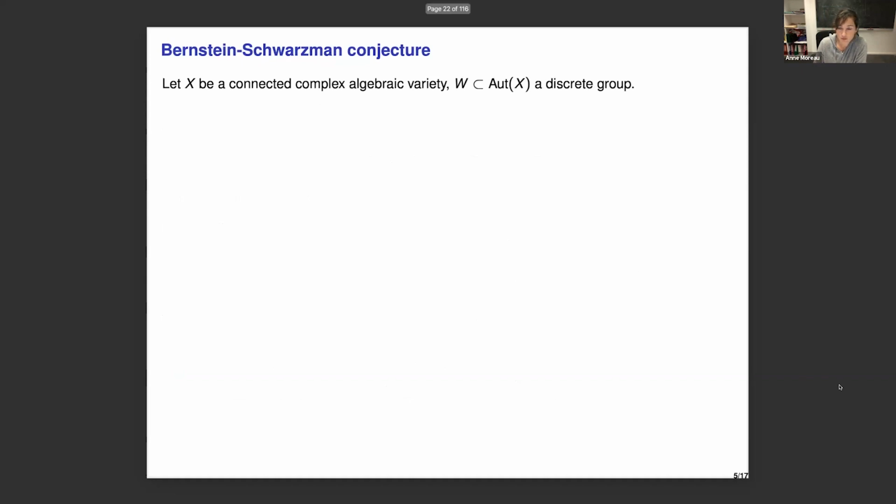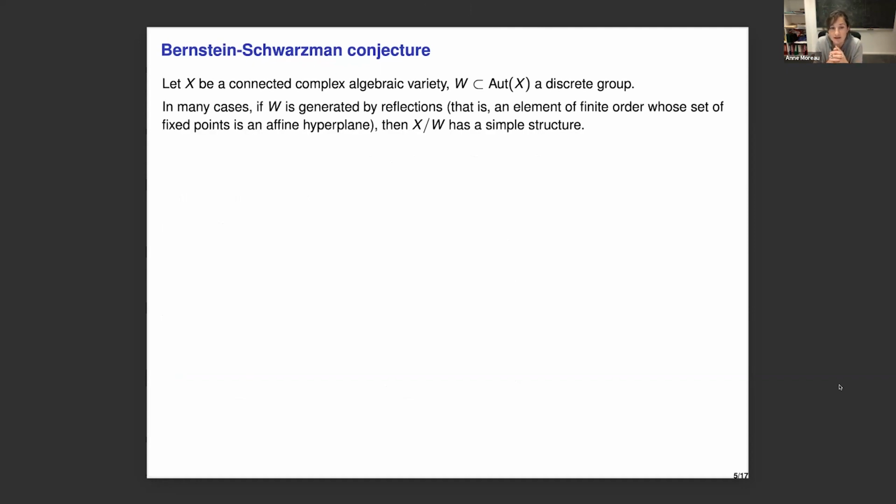I would like to start with a general remark. If I consider a connected complex algebraic variety X and a discrete subgroup W of the group of automorphisms of X, then in many cases, if W is generated by reflections, by which I mean here elements of finite order whose set of fixed points is an affine hyperplane, then the quotient has a simple structure.